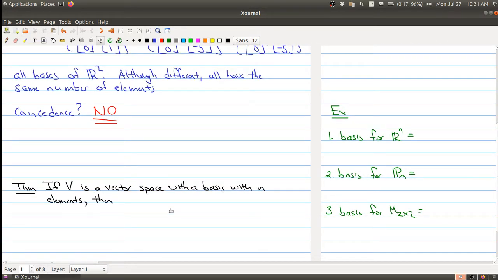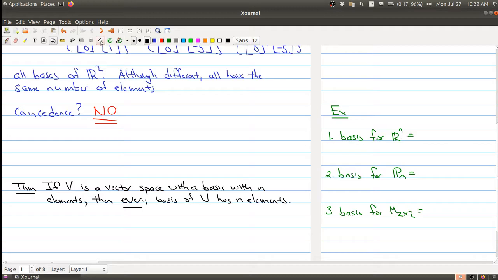And that's what the next theorem states. We'll just state the theorem right off the bat, which says that if you have a vector space V with a basis with n elements, so you find a basis for your vector space and you count the number of elements, then every basis of V has n elements. So what this means is if you find a basis and somebody else in the class finds a basis for the same vector space, even though they may not be the same collection of vectors, you will both end up with the same number of elements.